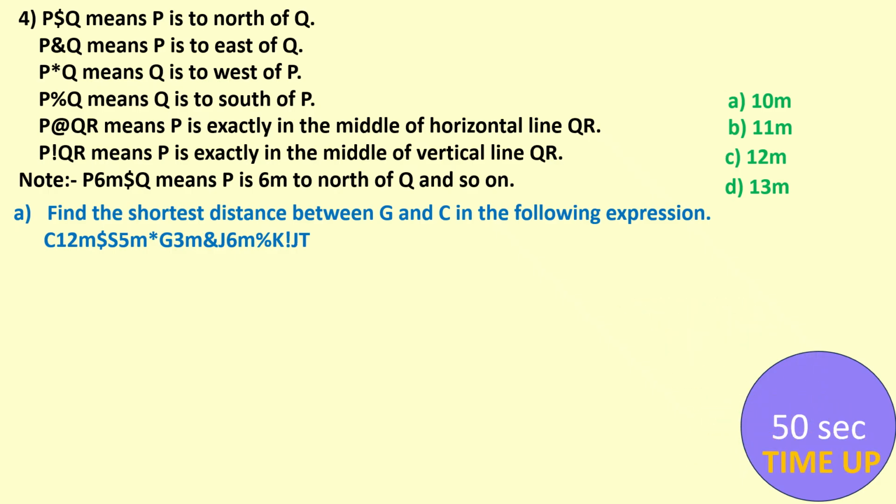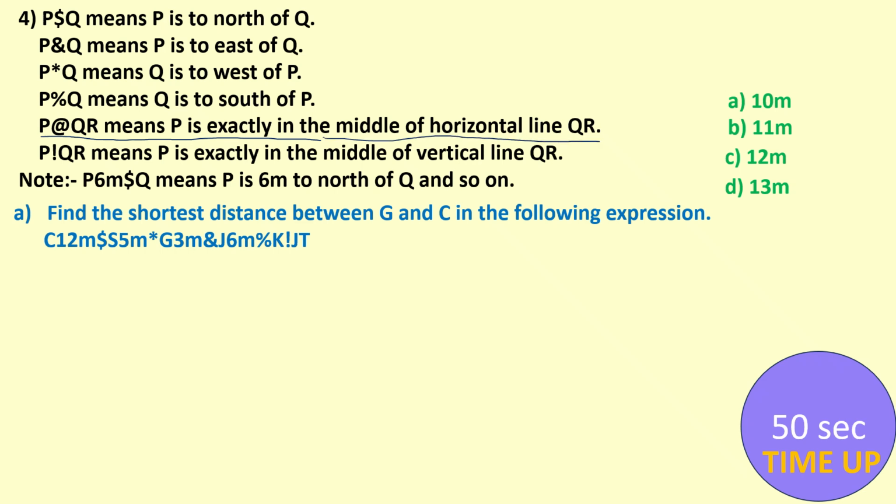Okay, time up students. So we will solve this. Okay. So this all are same. But what is different is this here is different. Okay. Means P is exactly in the middle of horizontal line QR.